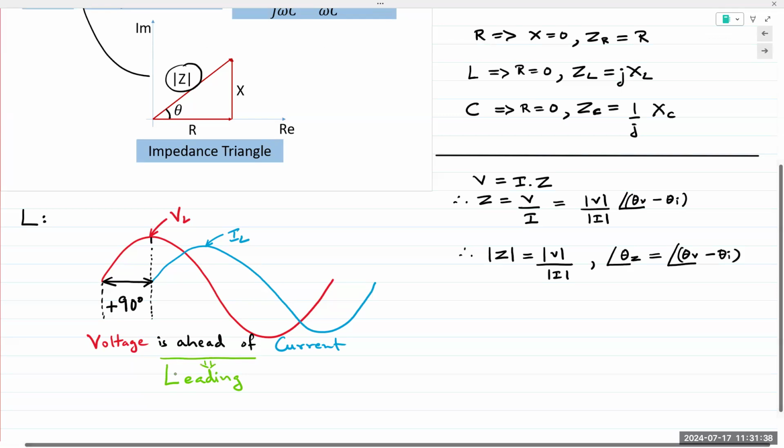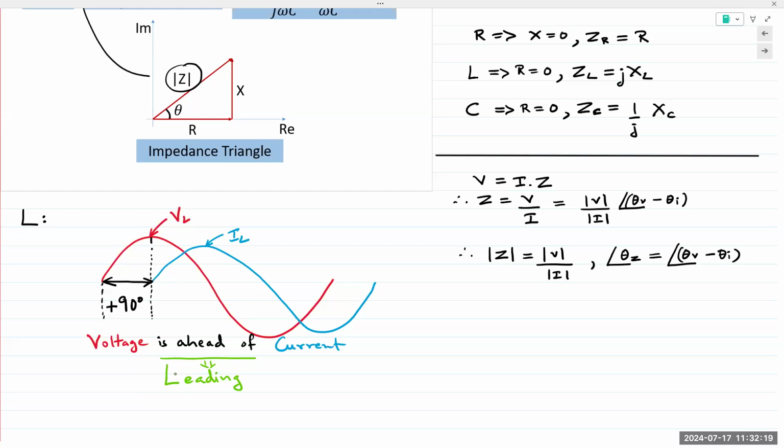So for an inductor, voltage is ahead of the current, always by 90 degrees. VL always leads IL by 90 degrees. This is specific to one single inductor. You are not comparing the voltage of one inductor to the current of a different one, because then that phase could be anything. If you're talking about one single specific component, then the voltage of that inductor is always ahead of its current by 90 degrees. Always.